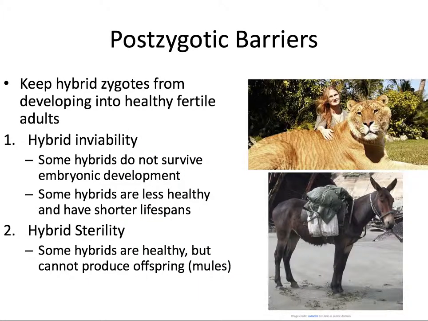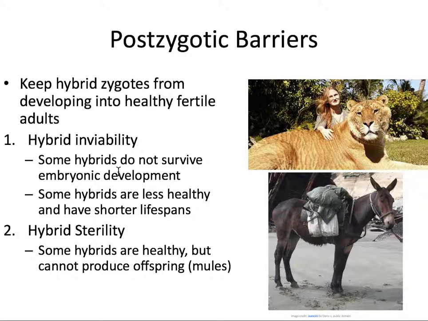Postzygotic barriers. So before it was prezygotic barriers. Those prevent the formation of a zygote. So reproduction never happens. Postzygotic barriers happen after reproduction. And basically, once a zygote is formed, that zygote might be inviable, so less likely to survive, or it might be sterile. So some hybrids don't survive embryonic development. Even though the egg and sperm get together, the embryo dies.